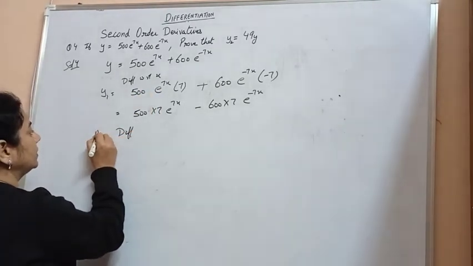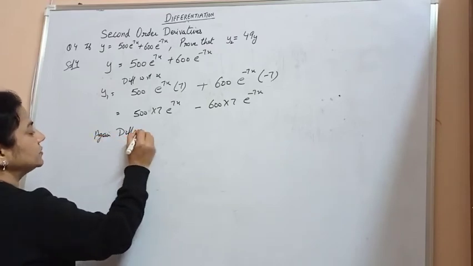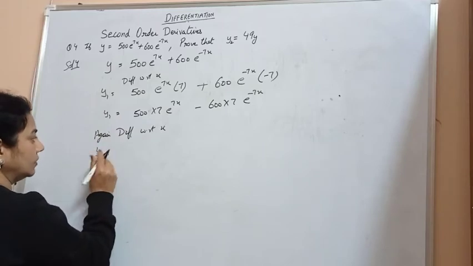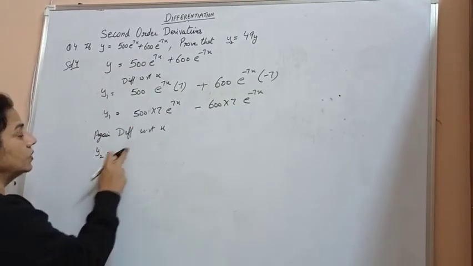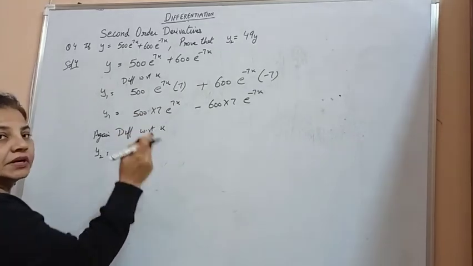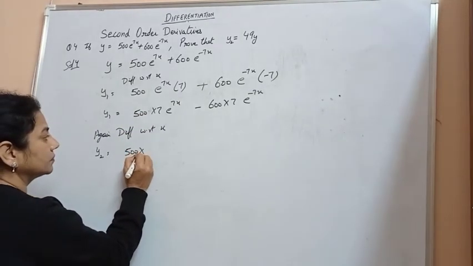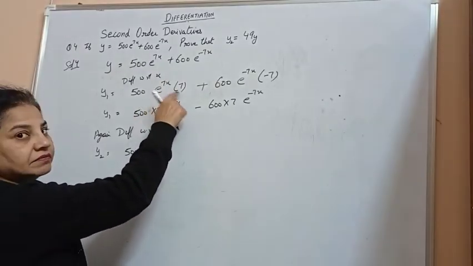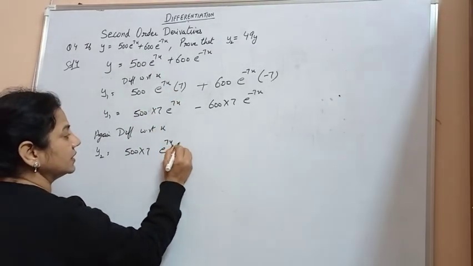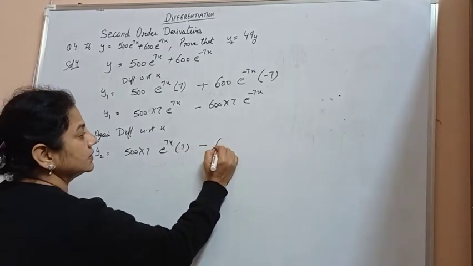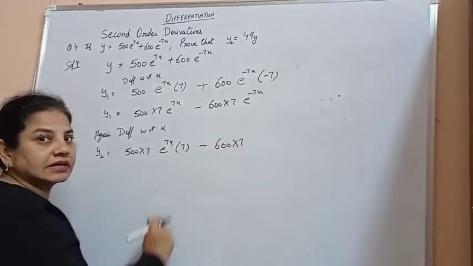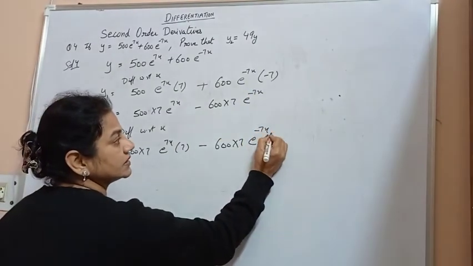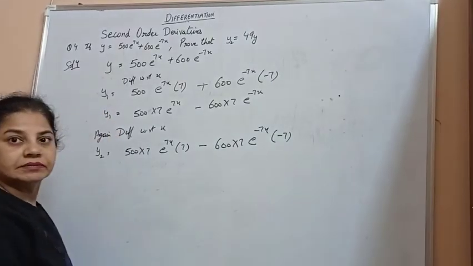Differentiate with respect to x. This is my y1. If I again differentiate, it becomes y2. Now 500 into 7 is my constant term, into the derivative of e to the power 7x, which is e to the power 7x into 7, minus 600 into 7 being a constant term as it is, into the derivative of e to the power minus 7x, which is e to the power minus 7x into minus 7.